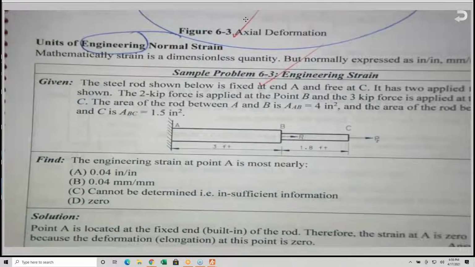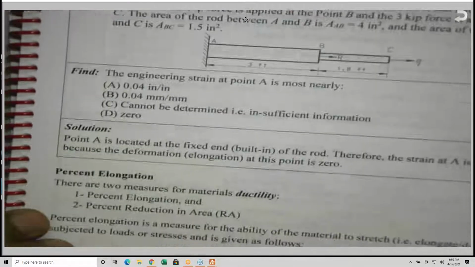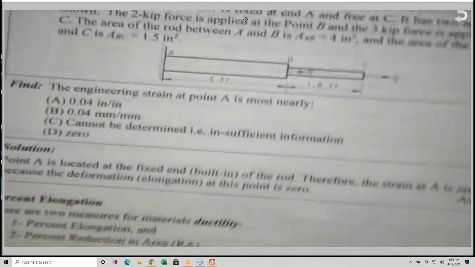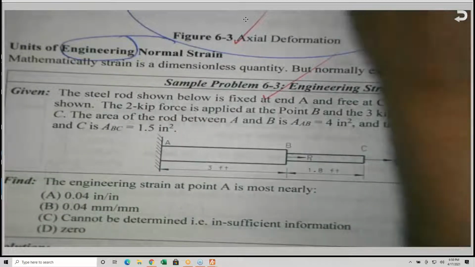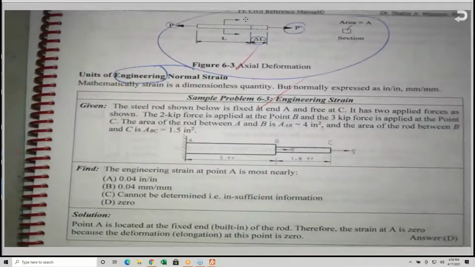The word engineering is used here because we have something called the true stress and the engineering stress, and you're going to see the difference between them, and you'll see which one is larger.